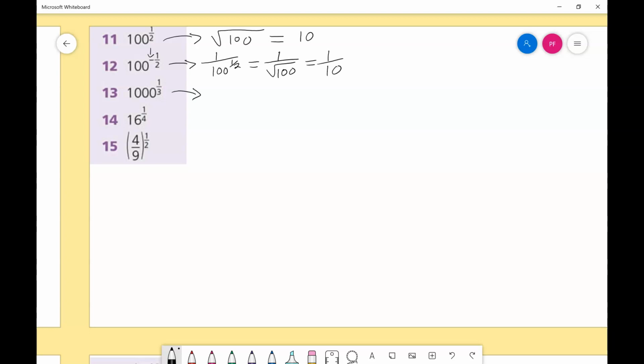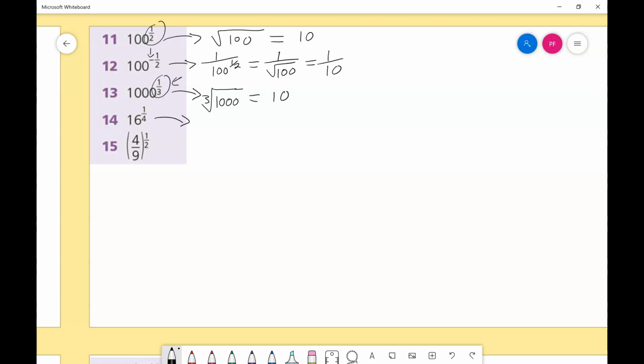1,000 to the power of a third. So just like a half is a square root, 1/3 is a cube root, or a third root here, of 1,000. So you might know it straight off in your head. What number multiplied by itself 3 times will give me 1,000? 10 by 10 is 100, by 10 is 1,000. So that's just 10.